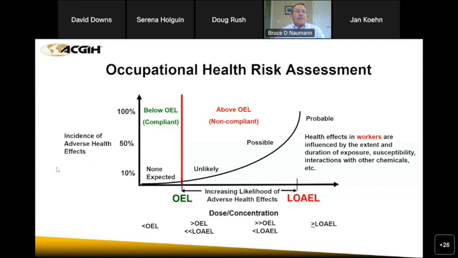And so we're looking at the incidence of adverse health effects here. And on the bottom, we've got the OEL, and then we have the low L. So the difference between those is the safety factor, right? The composite adjustment factor. What we're trying to communicate here is that health effects in workers are influenced by any number of things other than exposure. Maybe they're more susceptible, maybe there are some mixtures, other interactions going on. But as you start moving from the left to the right, below the OEL, you wouldn't expect to see any adverse effects. That's the goal, right?